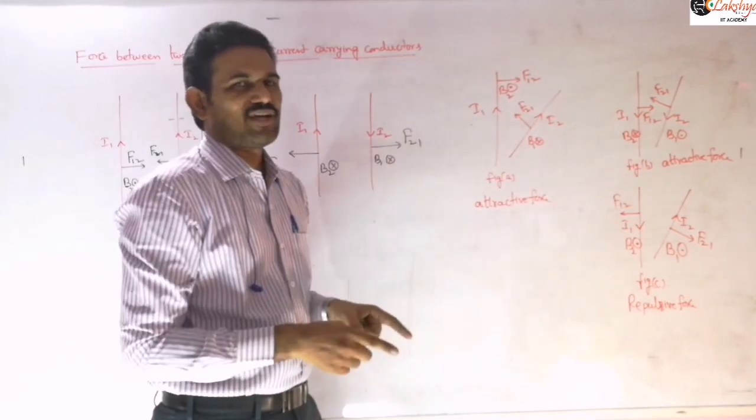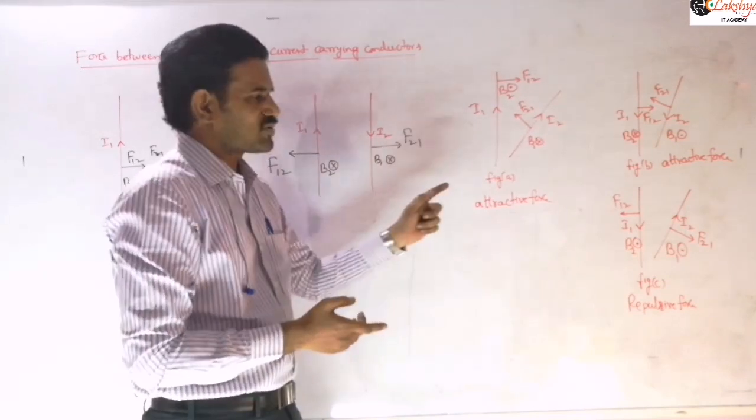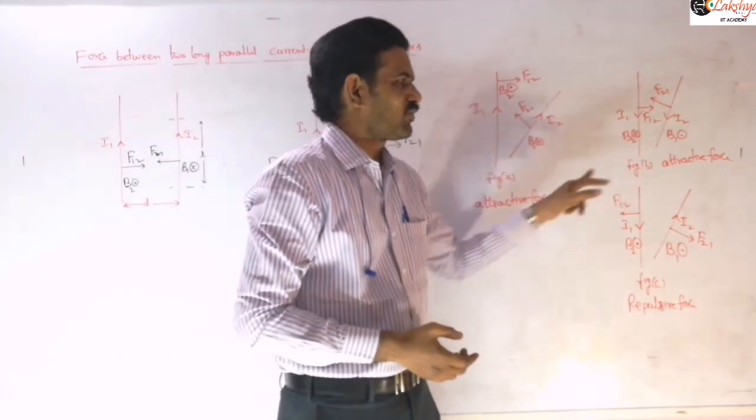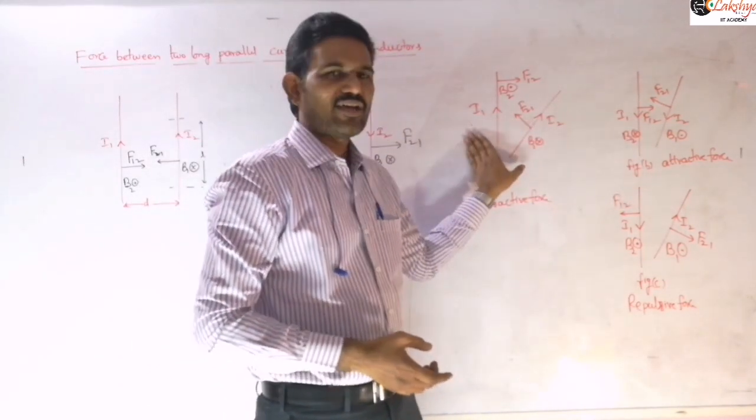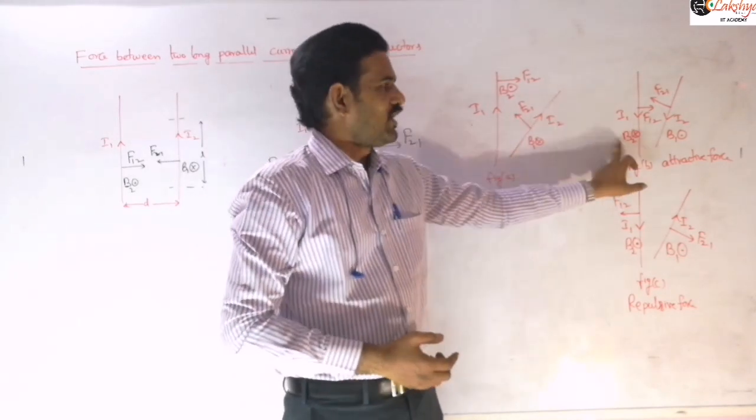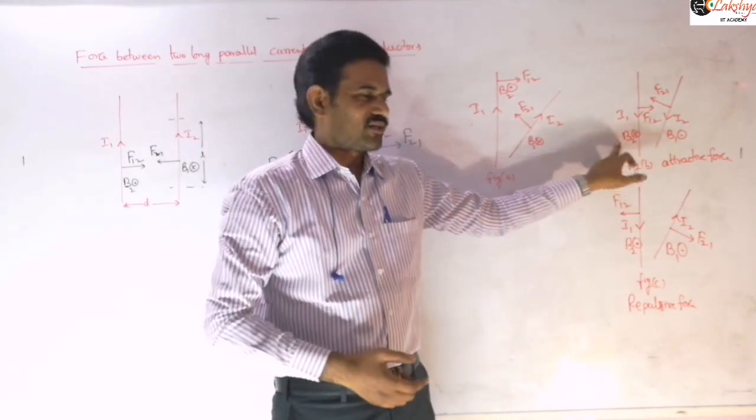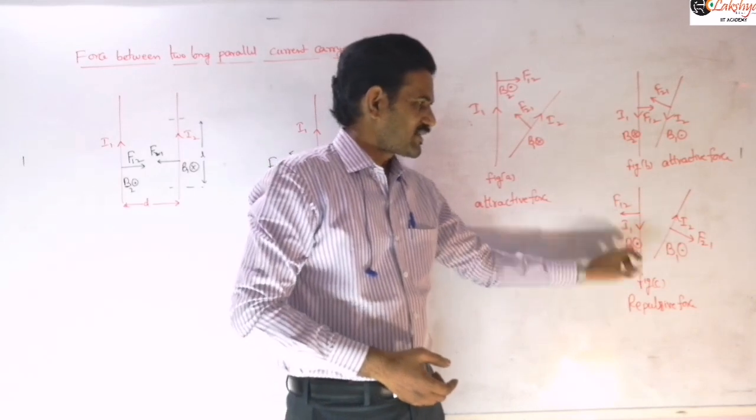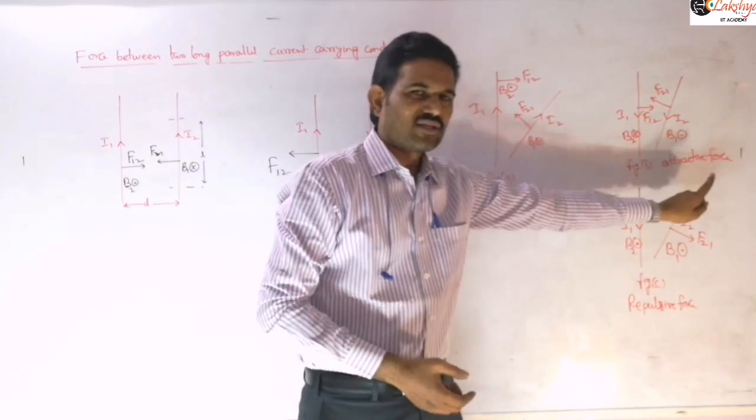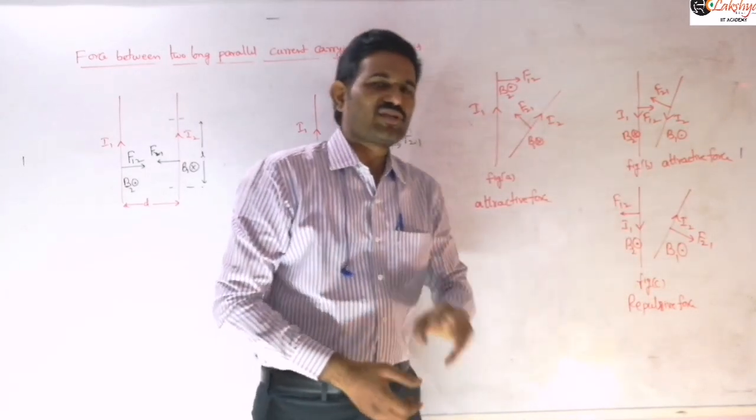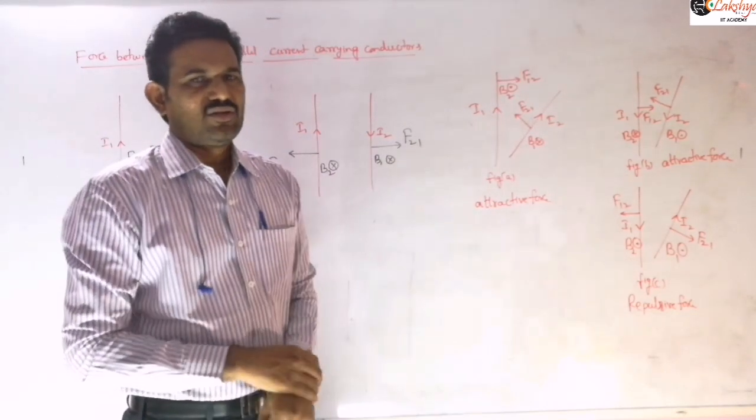So if both are converging or both are diverging, then the force between them is attractive. You can observe in both the cases. This is the diverging case, we are getting attractive, and this is the converging case, we are getting attractive. And in this one, one is converging and the other is diverging, so we are getting repulsive. So you can remember it easily like that. So mention that there.